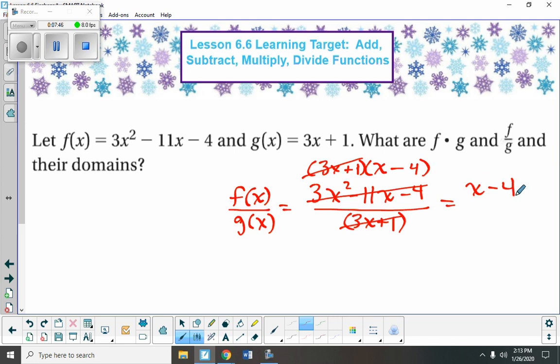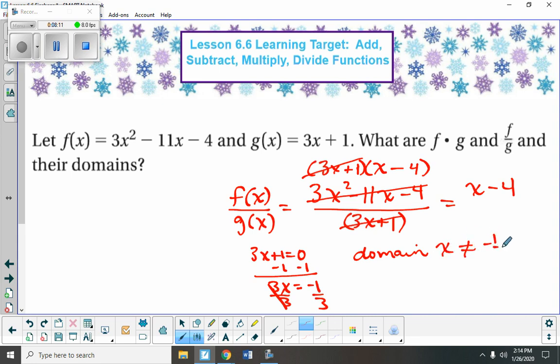And as far as the domain, we don't want to ever have a 0 in the denominator, so we're going to set 3x plus 1 equal to 0 to see what value of x would make it 0. So when x equals negative 1/3, you would end up with a 0 in the denominator. So for your domain, x cannot equal a negative 1/3.